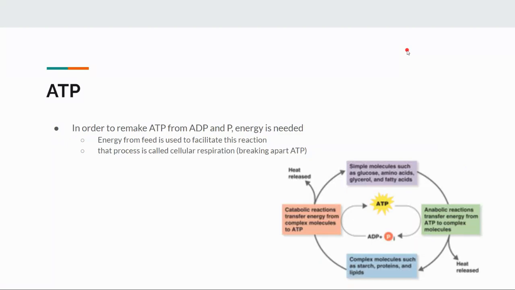In order to remake ATP from ADP and a phosphate group, energy is needed. Remember, energy has to be put in to make chemical bonds, and energy has to be put in to break chemical bonds. In order to store energy in a chemical bond, you have to put energy into it. So energy from food is used to facilitate this reaction. That process is called cellular respiration.